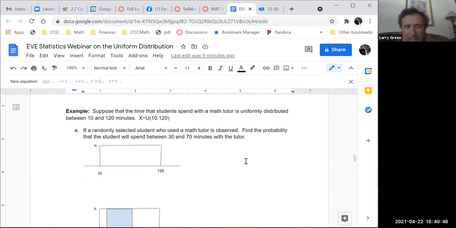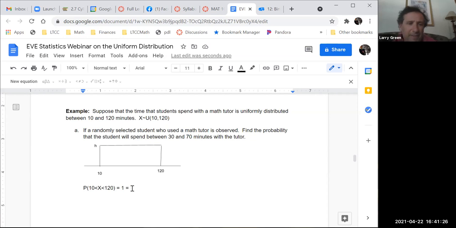All right, so the next thing is let's remember how probabilities work. So the probability that 10 is less than X is less than 120, that was equal to 1. Do you agree? Any questions on that?